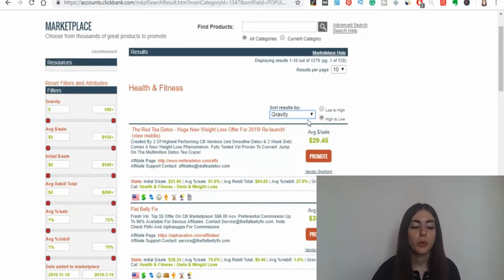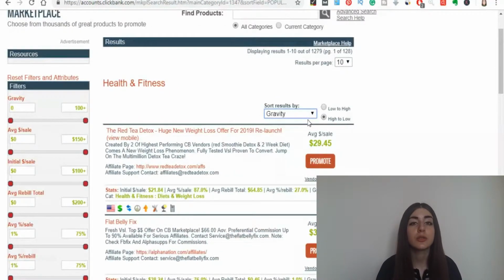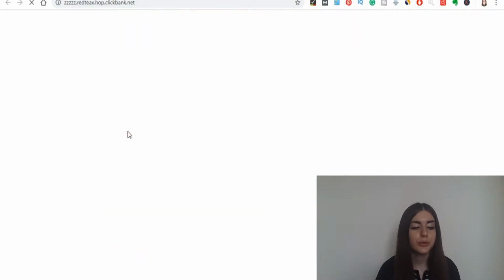So in this particular category, health and fitness, the product with the highest gravity score, the product that's selling the best, is called the Ready Detox. Okay, so this product right here. Basically, this product is converting very, very well. A lot of people are making money selling it. And because the product is converting very, very well, it will be easier for us marketers to actually sell it. So I can click on it to see how the sales page looks.